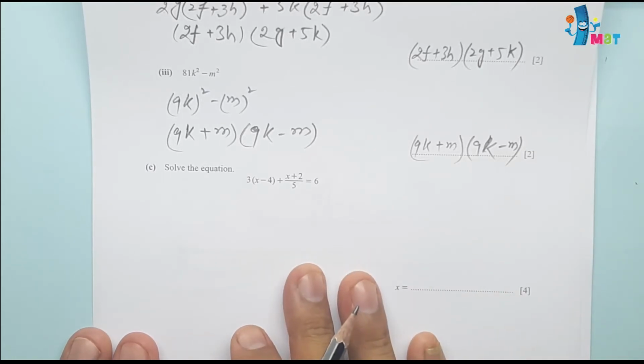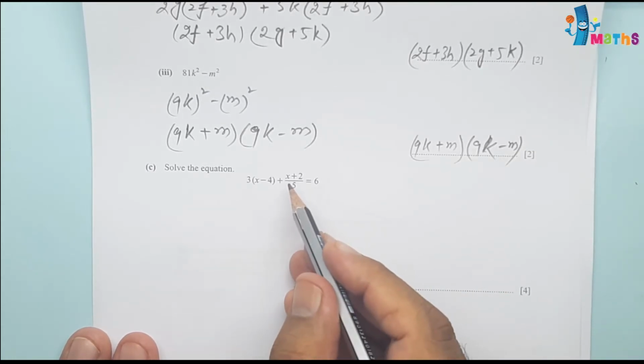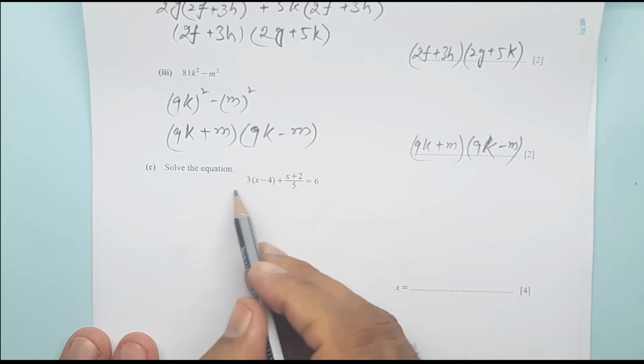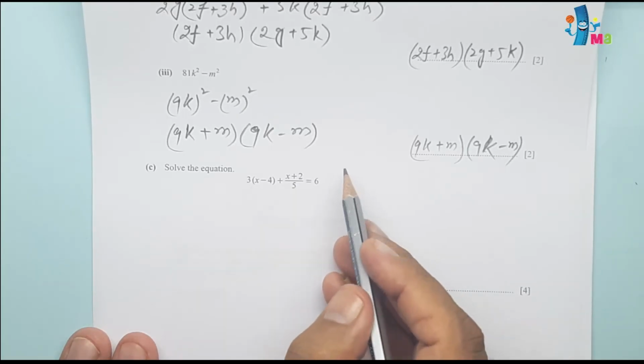Solve the equation. This algebraic equation is given, so to get rid of the denominator, we will just multiply by 5.